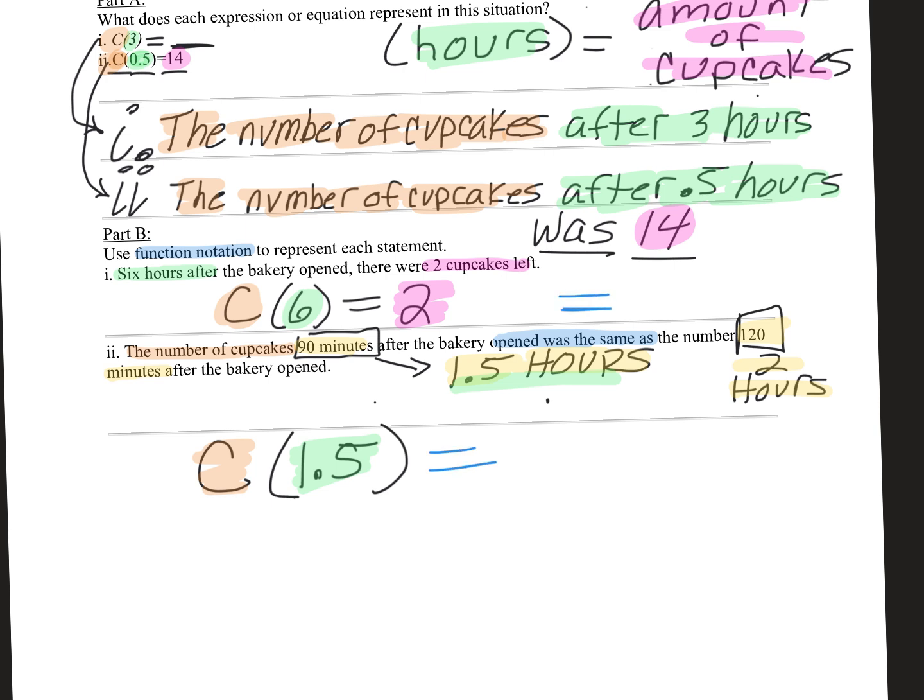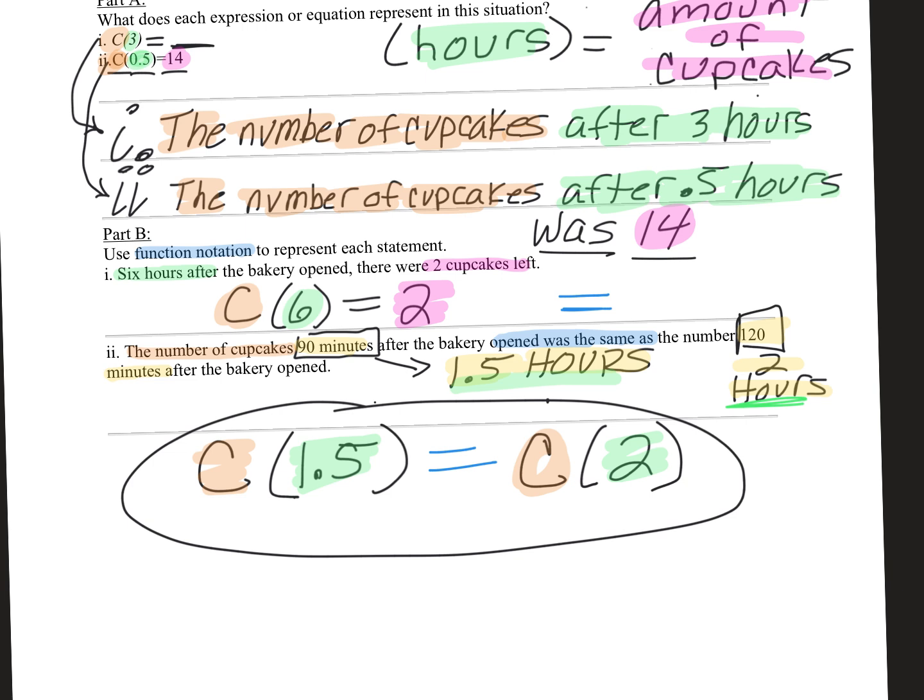And it says the number of cupcakes after 2 hours. So this is how you would write the function notation. And again, make sure you use 1.5 and 2. Don't use the 90 minutes and the 120 minutes.